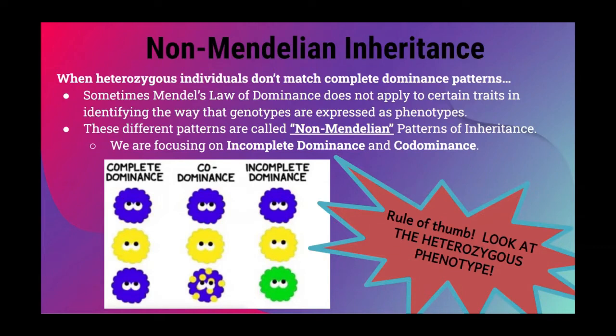Now, the rule of thumb for all of these, whether it's codominance, incomplete dominance, or complete dominance, is look at the heterozygous phenotype. If you have, again, a blend, it's incomplete. If you actually see the dominant trait, then it's complete dominance. If you see a mixture of both, and you see both colors or both phenotypes, then it's codominance. We're going to practice this now.